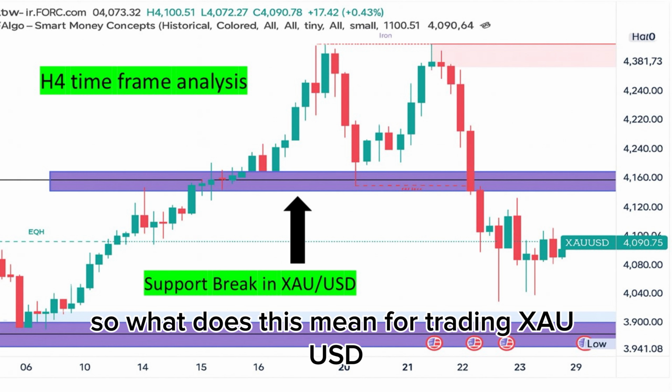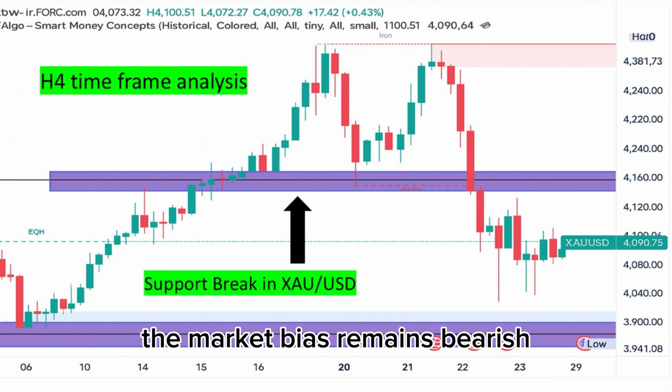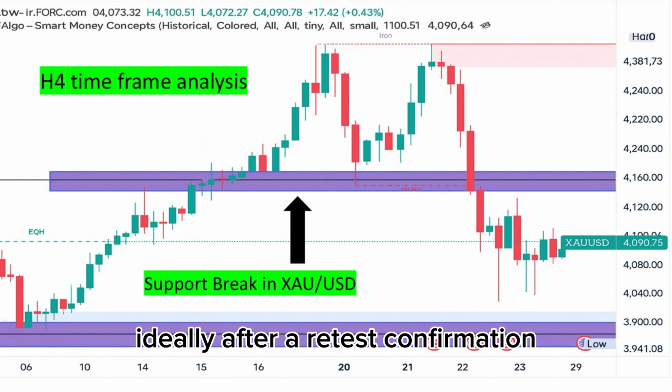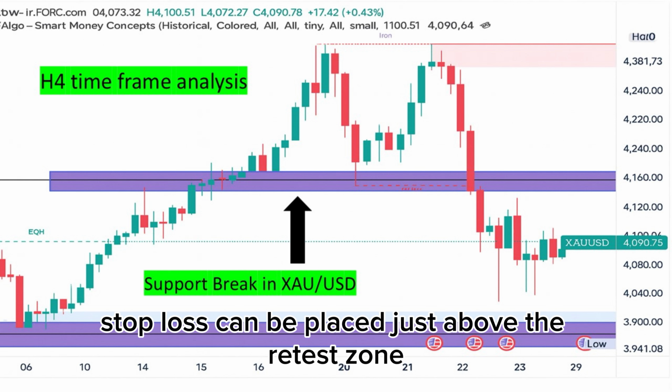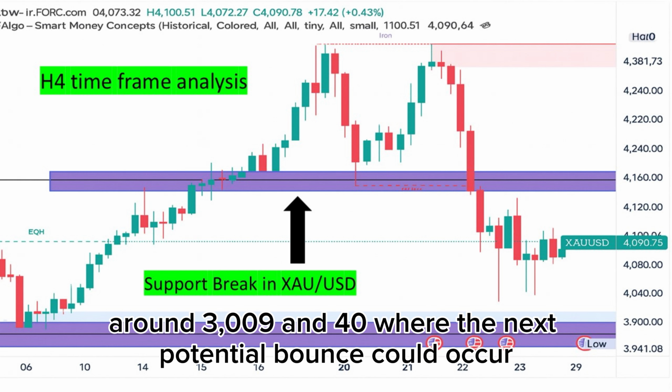So what does this mean for trading XAU USD? As long as the price stays below the broken support zone, the market bias remains bearish. Traders can look for short positions below this area, ideally after a retest confirmation. Stop loss can be placed just above the retest zone, while the next target could be the lower support level around 3,940, where the next potential bounce could occur.